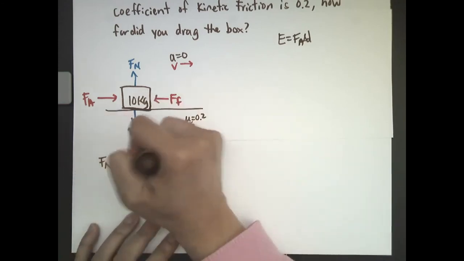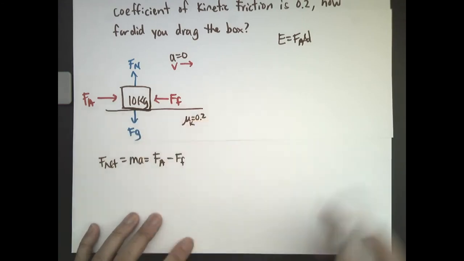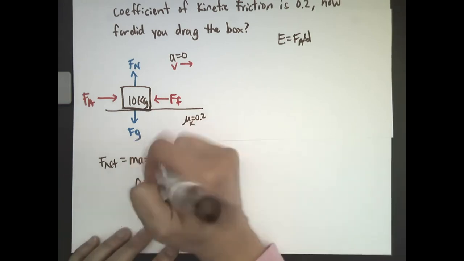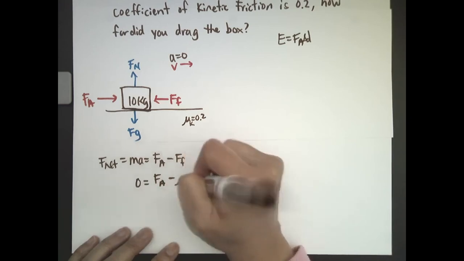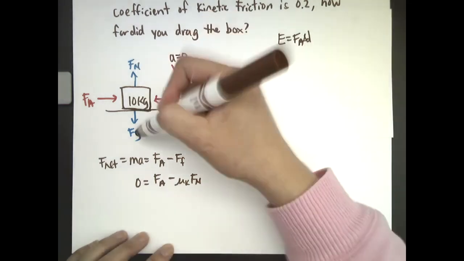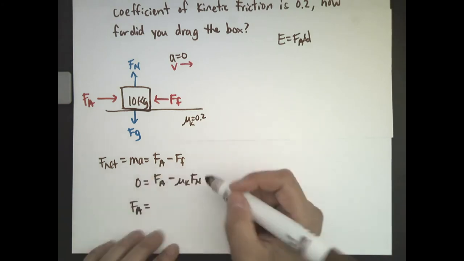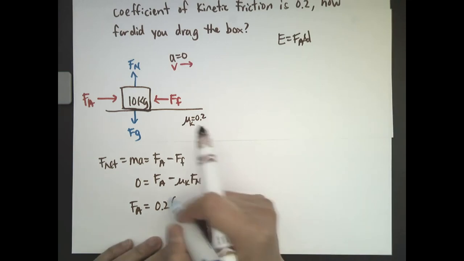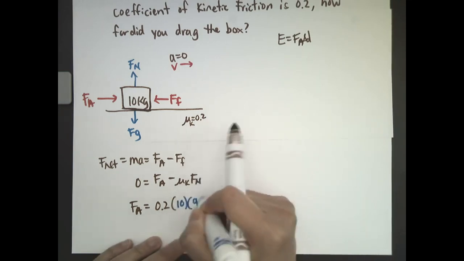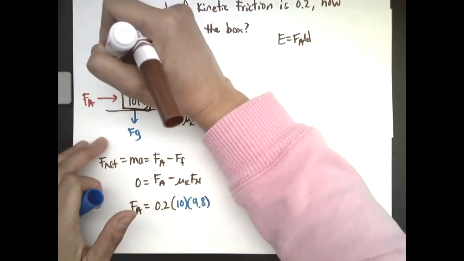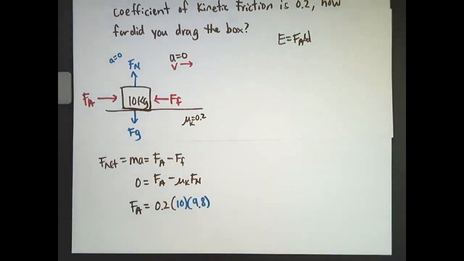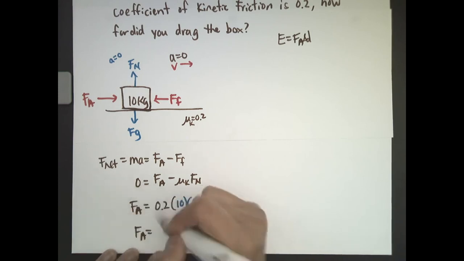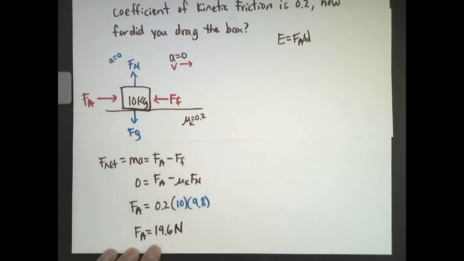F-net is equal to ma, and that is equal to the applied force minus the force of friction. Remember, it's at constant velocity, so the acceleration is 0. Fa is equal to mu k Fn. Don't forget that Fn is equal to Fg, so we have Fa is equal to 0.2 times Fg, or mg, I should say. In this case, it will be 10 times 9.8, because the vertical vectors are equal to each other, since the acceleration is 0 there as well. Fa is now equal to 19.6 newtons. So you know the force applied is 19.6 because that's how much you applied against friction to get the box to move at constant velocity.